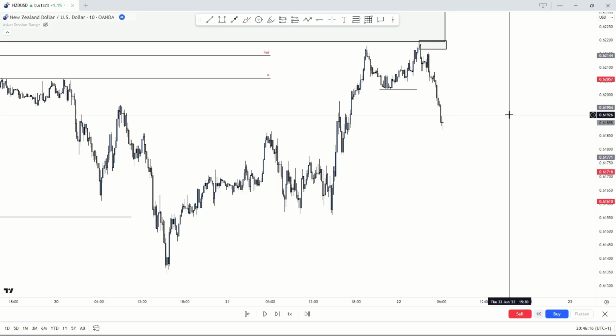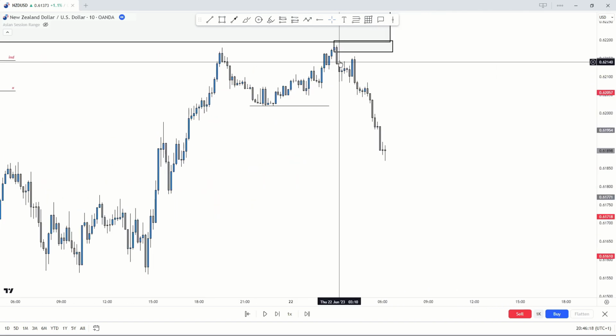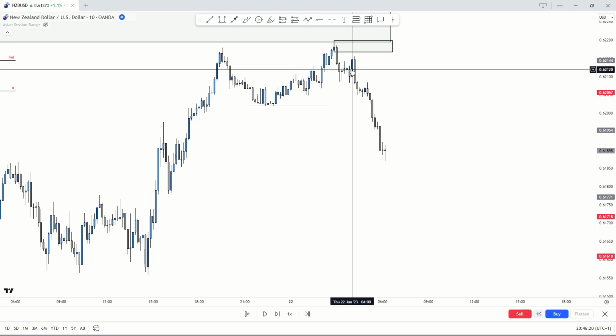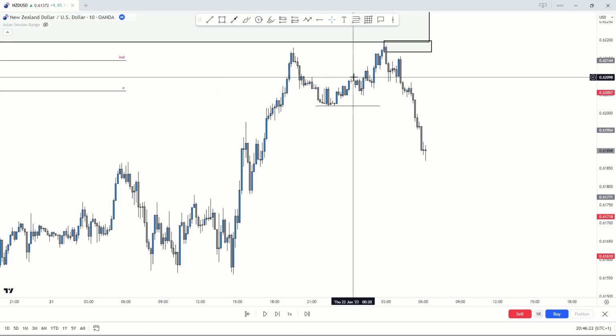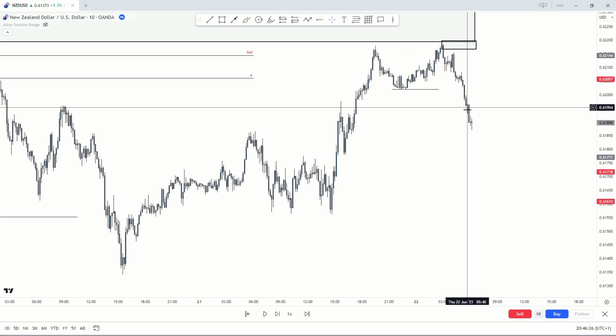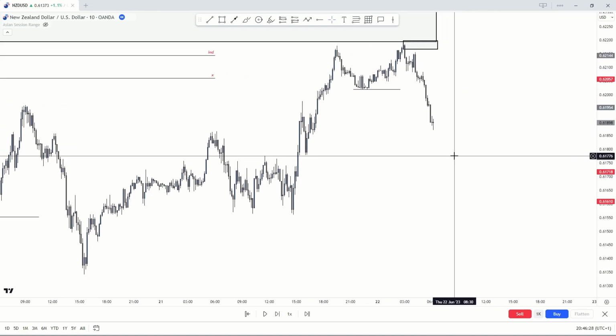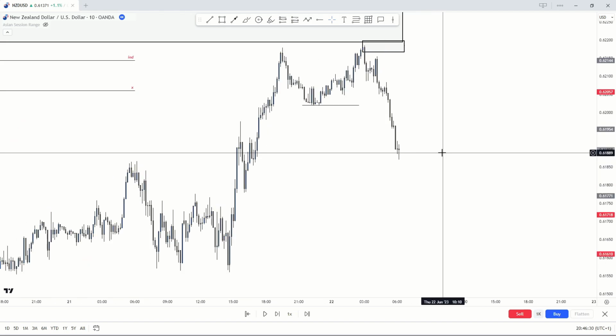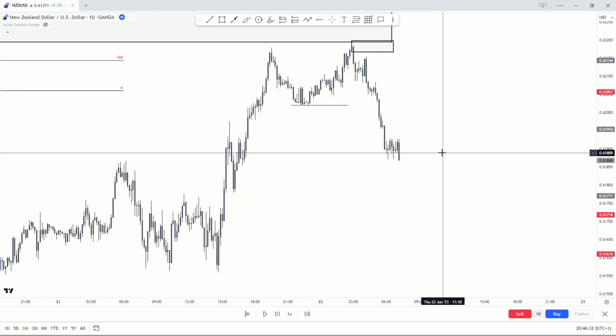Now on this particular example, you may have caught an entry from over here. However, going by my rules, I wouldn't have entered yet because I don't expect this to be the big crash down towards the downside just yet. So guys, I'm going to be waiting for price to sweep this high.